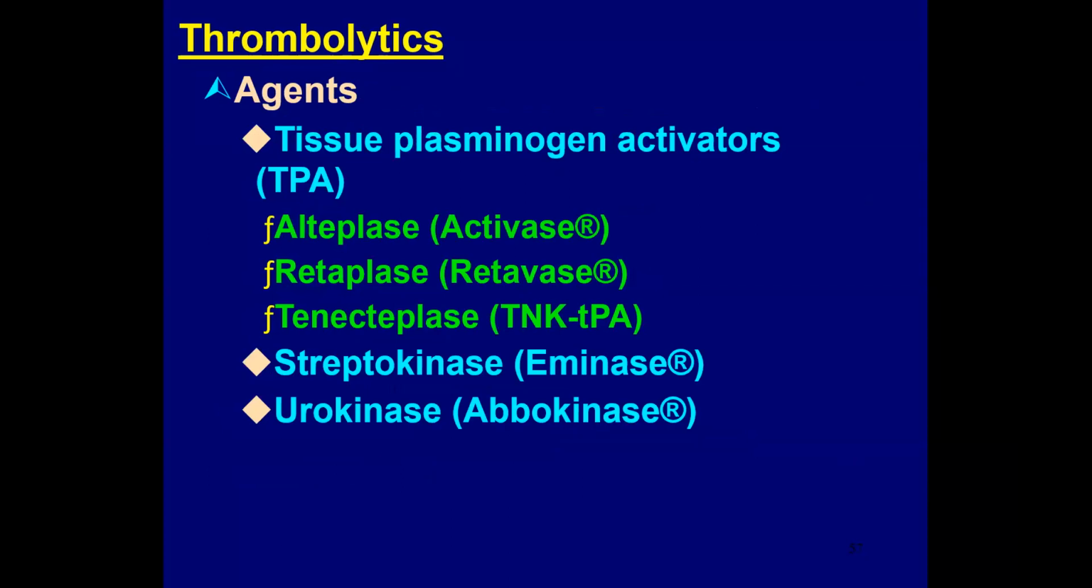So what thrombolytics are used? Currently, what is used is TPA, tissue plasminogen activators, and these include these preparations: alteplase, reteplase, tenecteplase. Other older agents among the thrombolytics include streptokinase and urokinase.